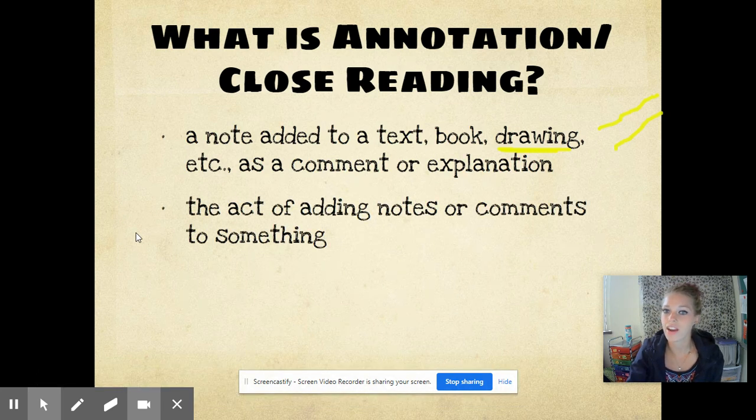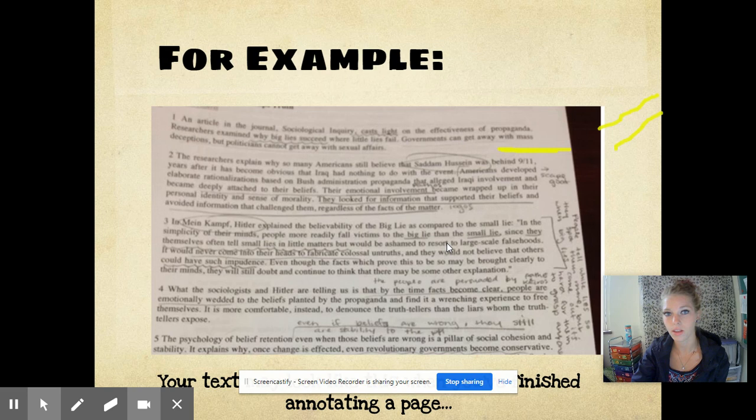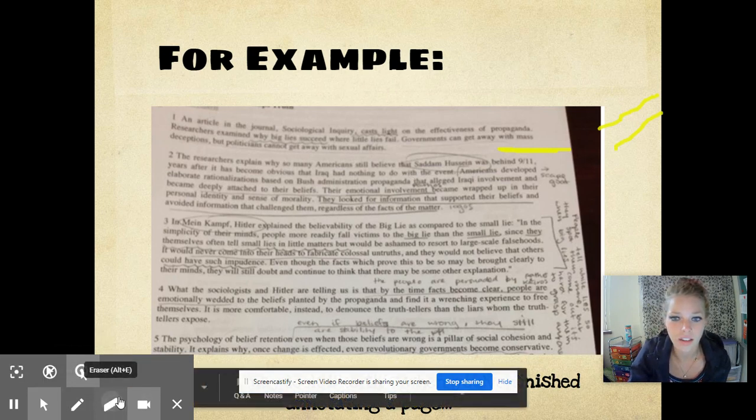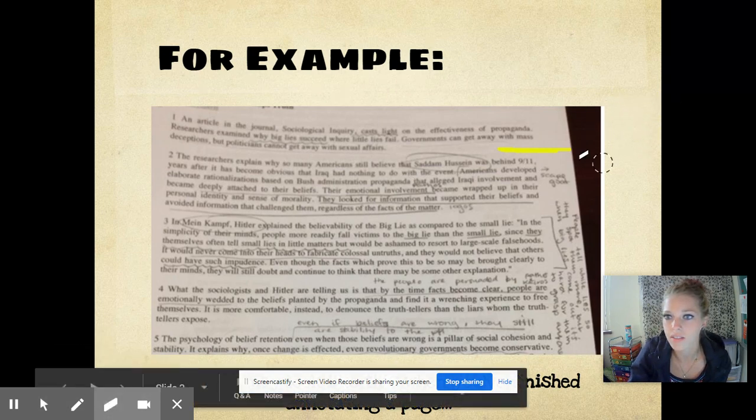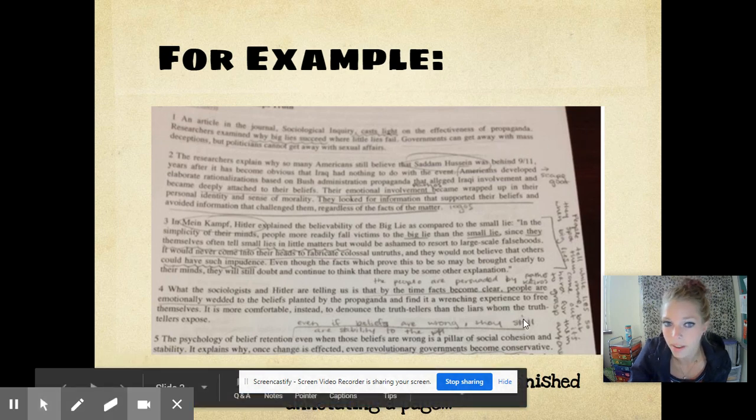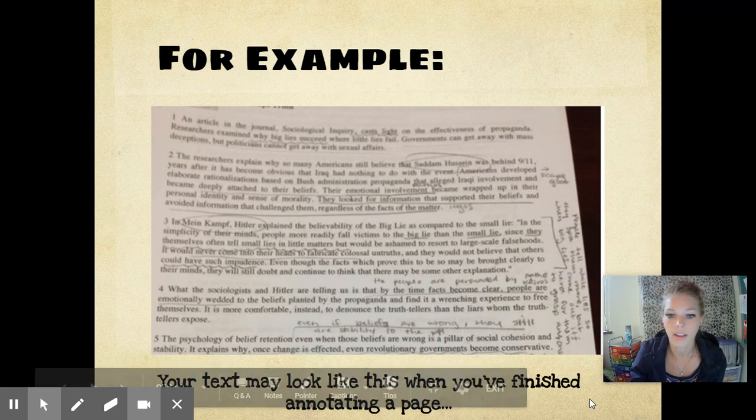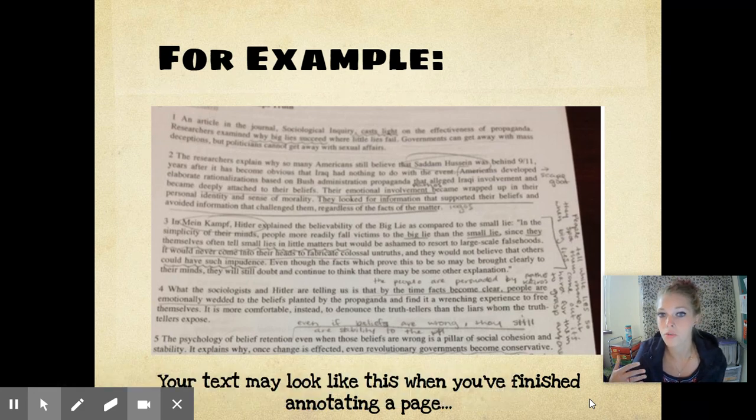It's also the act of adding comments to something, and this is a definition found in the dictionary, just a general idea of what annotation means. Here is an example. Even though you may not be able to read what the words say, you can see that there are some things circled, there are some things underlined, there's words off to the side. There's even words and lines right by each other. This basically is just one easy example of what annotation could look like. Yours may look like this if you prefer highlighters like I do. Maybe it's full of color.